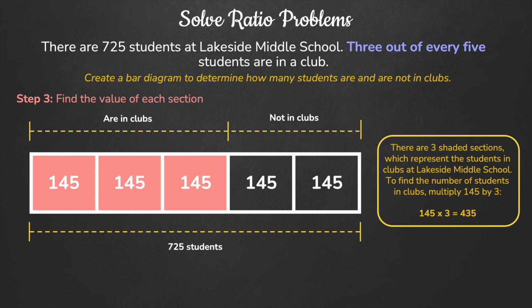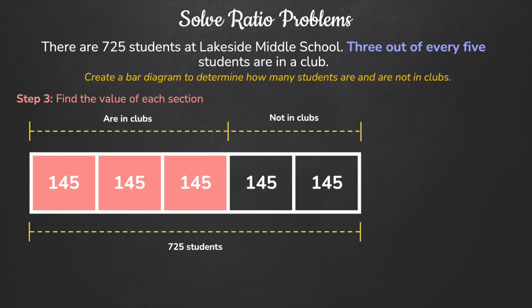145 times 3 is equal to 435. Another way we could have gone about that is we could have done 145 plus 145 plus 145. So we add it by itself 3 times because of the 3 sections. So there are 435 students out of the 725 students who are in a club.